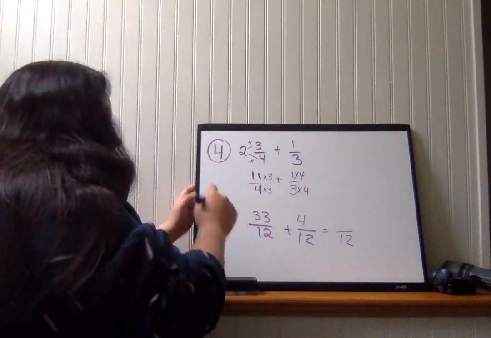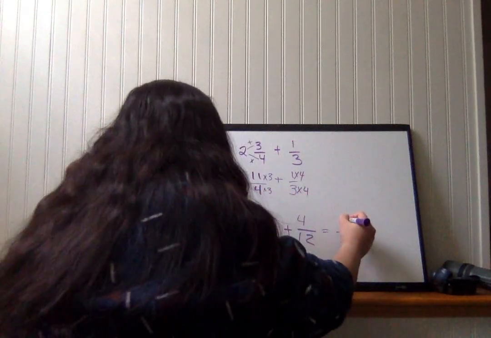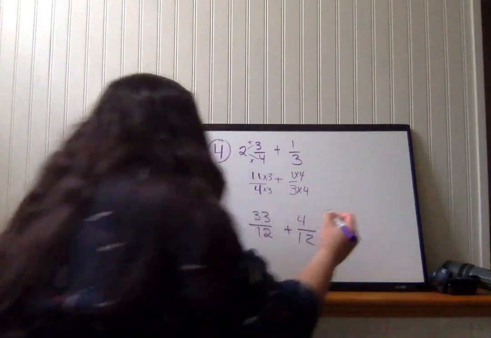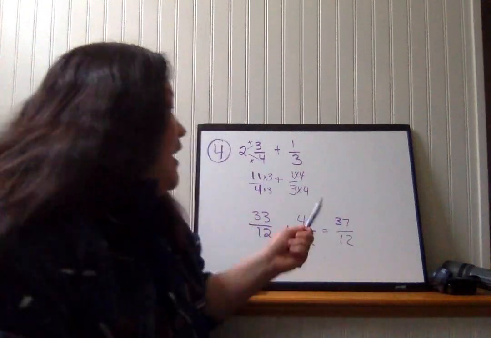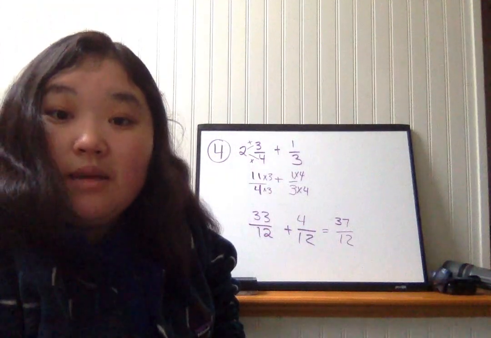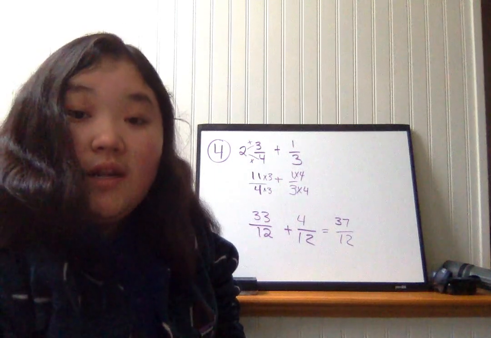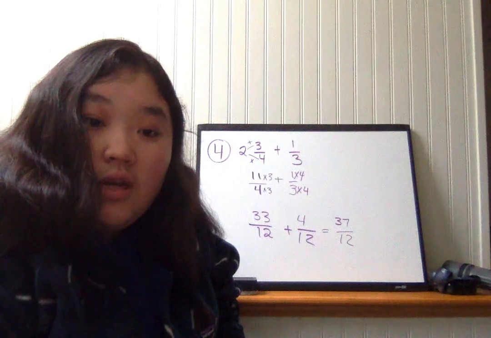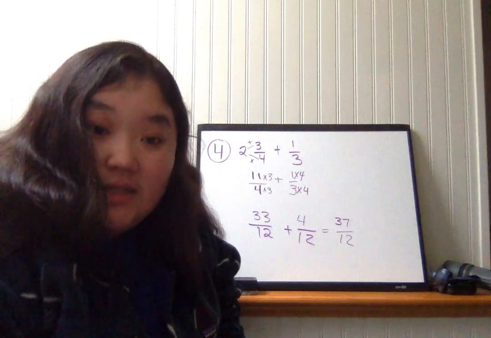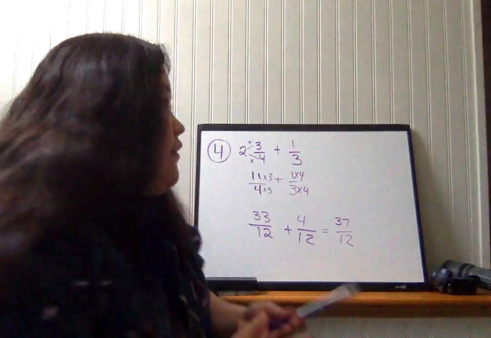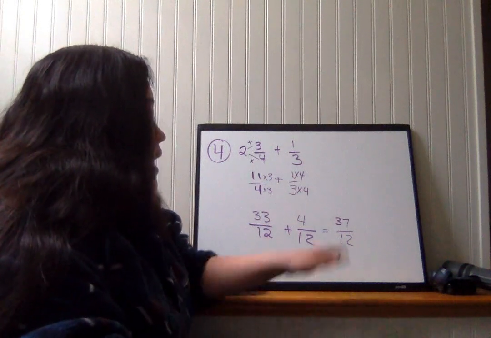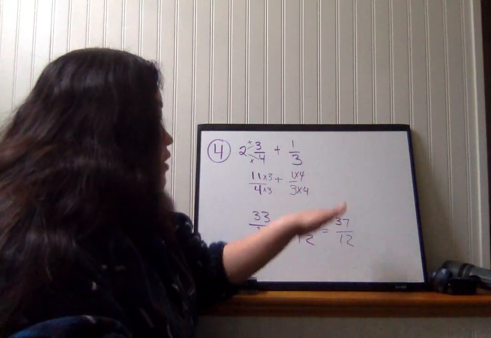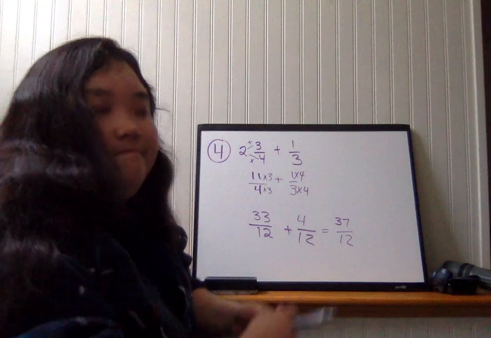4 plus 3, well, 4 plus 3 is 7, bring down the 3, and I'm going to have 37 over 12. I cannot keep it like that because that's an improper fraction. So what I need to do is change my improper fraction into a mixed number. First, I need to think about how many times 12 can go into 37.